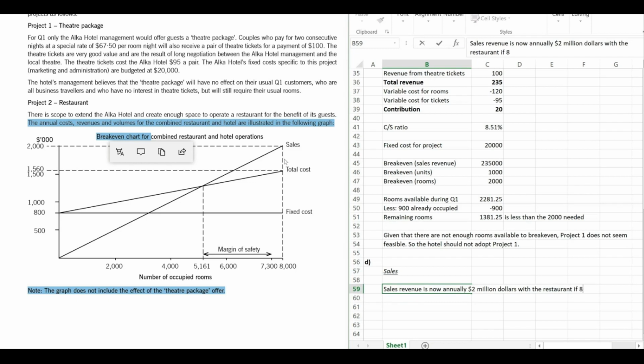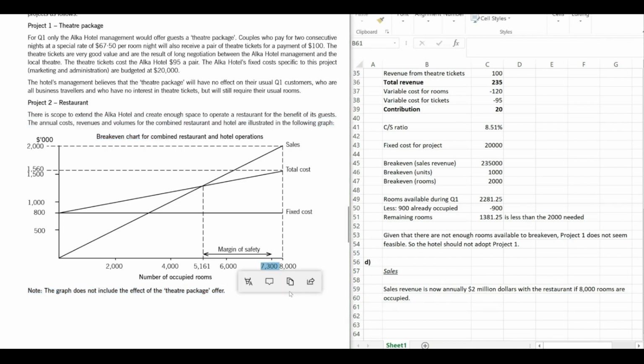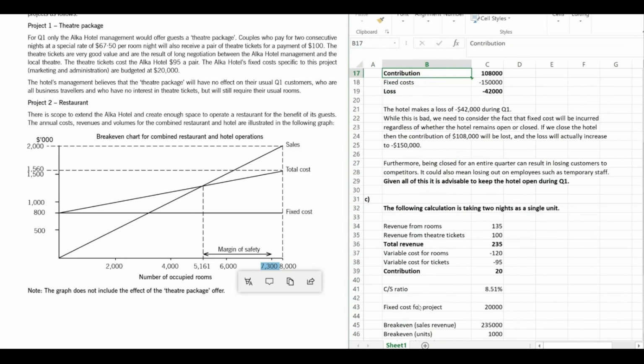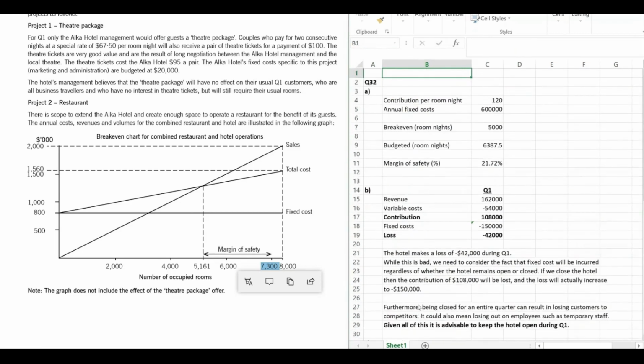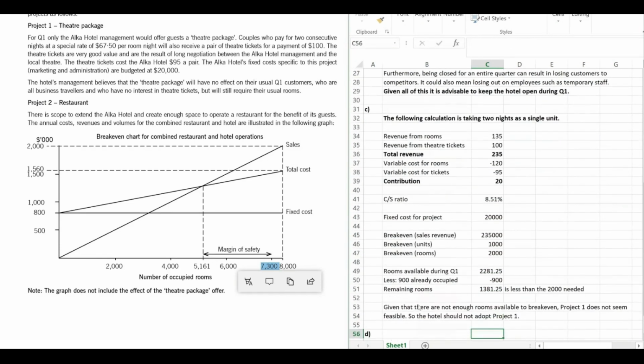If 8,000 rooms are occupied, technically they wouldn't occupy 8,000 rooms, because look at the margin of safety. It ends at 7,300. So they're assuming only 7,300 rooms would be occupied. But since the sales line is constant, that means the price is constant per room. Let's find the price per room, because we have that information above, right? The price per room was given at 180, right? So we can compare it to that.